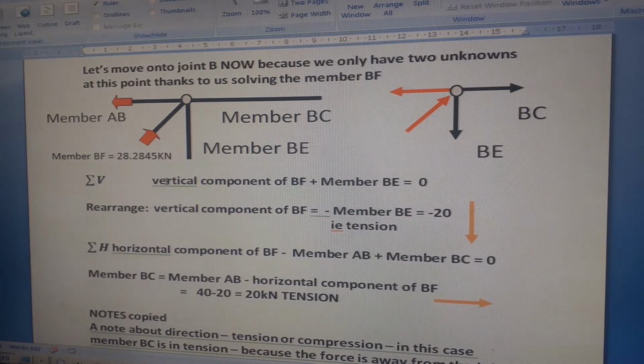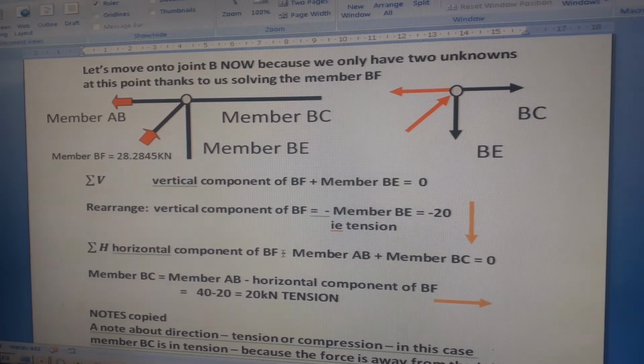We do the vertical reactions first. So let's take the summation of vertical reactions. Vertical component of BF plus member BE equals 0. Rearrange: vertical component of BF equals minus member BE, which equals minus 20. That means it's downwards, i.e. tension, because it's going away from the joint. So we know that BE is minus 20 now. That's solved. So then we go back and do the second equation, equilibrium, horizontal.